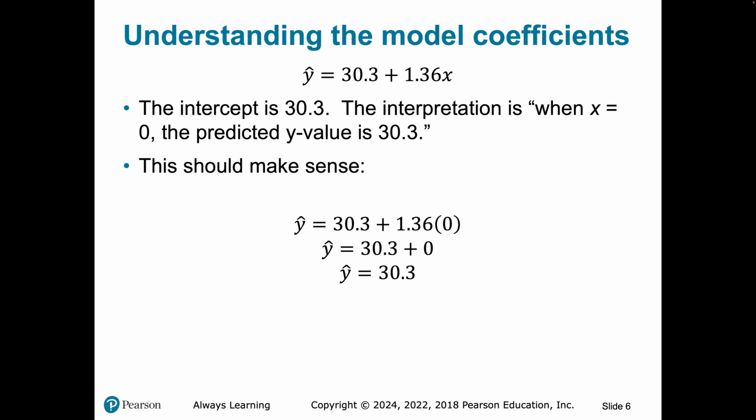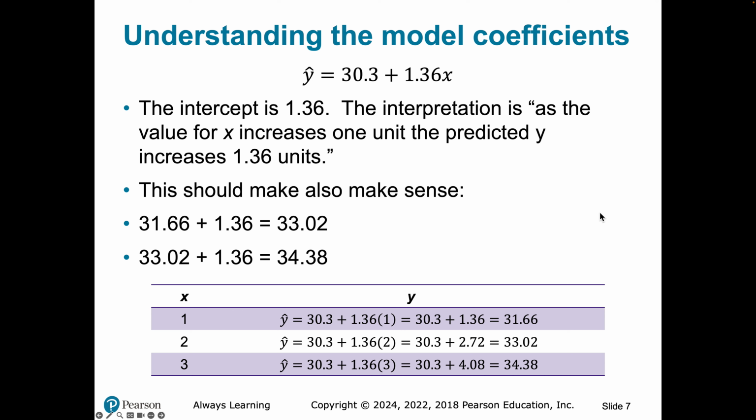So the interpretation here is when x is equal to 0, the predicted y value is 30.3. This should make a whole lot of sense to you because if I put 0 in for x, multiply 1.3 times 0, I get 30.3, which again, y hat is the predicted value. So no matter what goes right here without the x, this is called the intercept, and the interpretation is always when x is equal to 0, the predicted y value is whatever this number is. The other is 1.3. That's our, well, shoot.